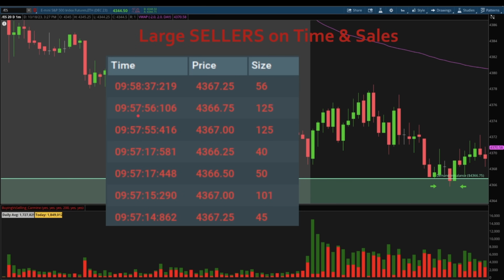In this example, around 957, 958, we can see over 400, 500 contracts which hit the bid, which are aggressive sellers, as we come into our demand zone, indicating sellers are there, not proving they can bring the market lower, with volume on the red and green volume bars, indicating buying pressure then stepping in for the market to reverse.